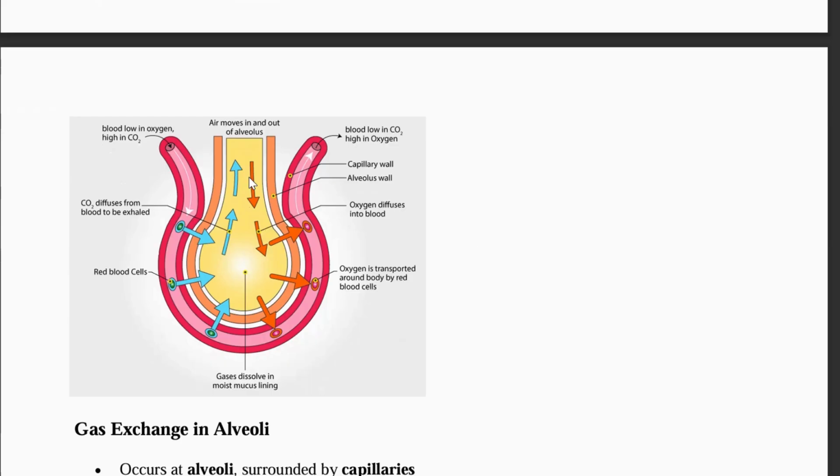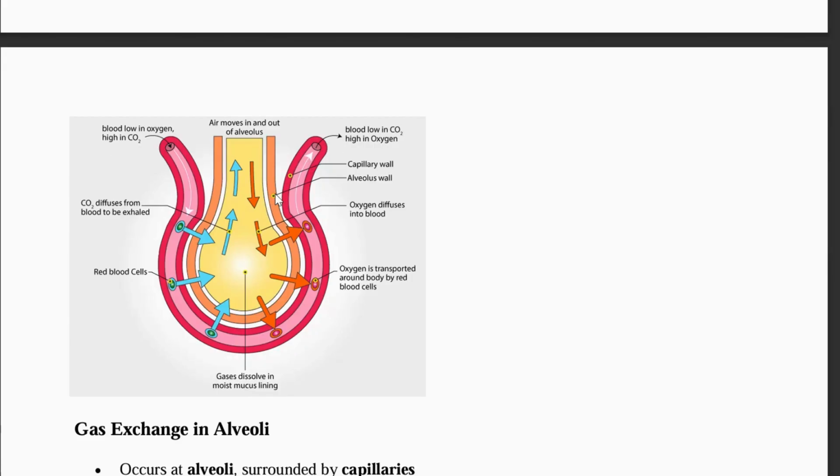So you can observe here, air moves in and out of the alveoli. Here this is an alveolus, air moves in and out. Oxygen diffuses into the blood and the carbon dioxide diffuses out of the blood to be exhaled. Here, the blood low in oxygen and high in carbon dioxide will enter, and it has RBC cells. See here, the gases dissolve in the moist mucus lining and oxygen is transported around the blood by the RBCs. So finally, blood low in CO2 and high in oxygen will come out.